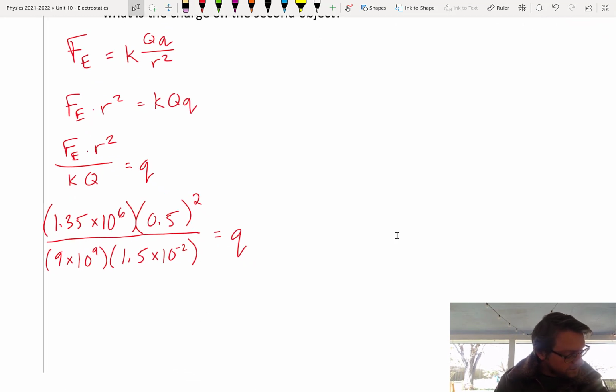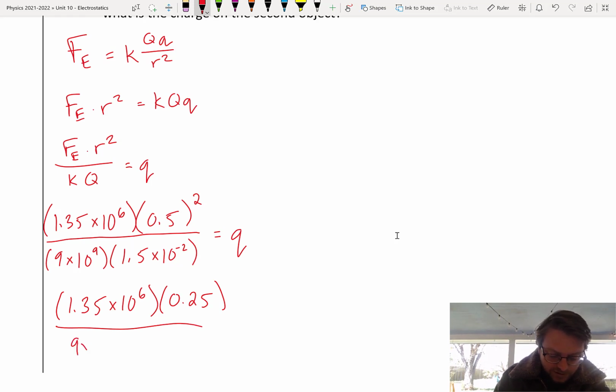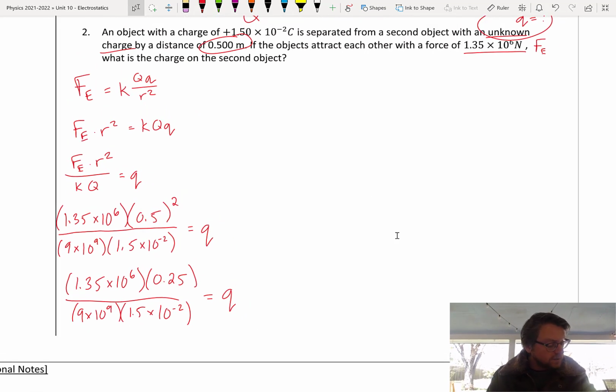Alright, I'm going to start just with the numerator here. I'm trying not to use my calculator till I really need it. So I could square this distance first. That gives me 0.25, that's 0.5 squared, over the same stuff down there, 9 times 10 to the 9, our k value, the constant, and 1.5 times 10 to the minus 2. And that equals our little q. Going back up to the top, I need 1.35 times 10 to the 6.